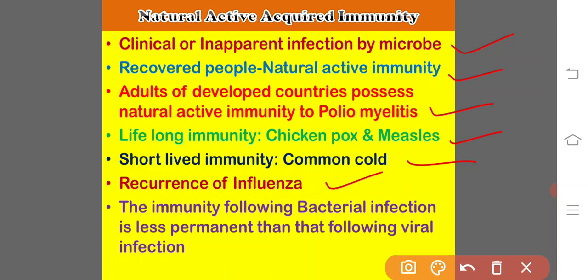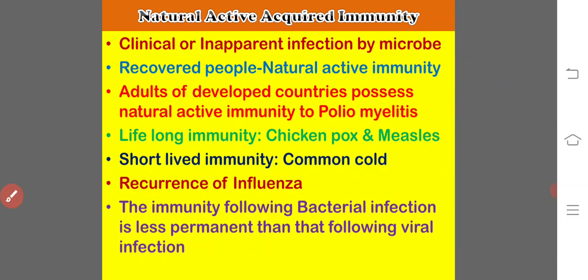In the common cold, the apparent lack of immunity is because the same clinical picture can be caused by infection with a large number of different viruses. The immunity following bacterial infection is generally less permanent than that following viral infection. This is about natural active acquired immunity.